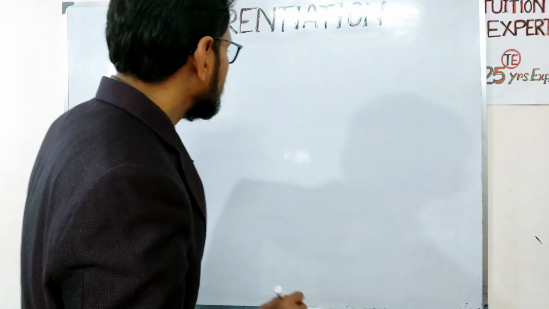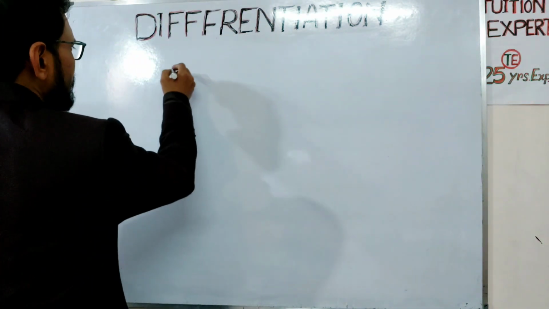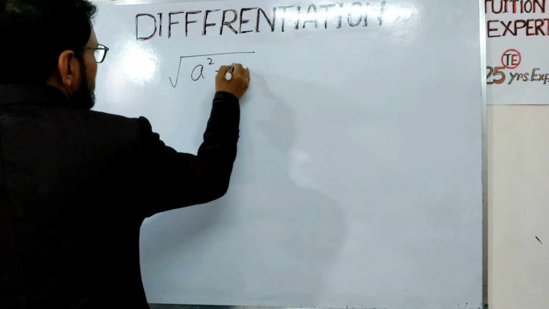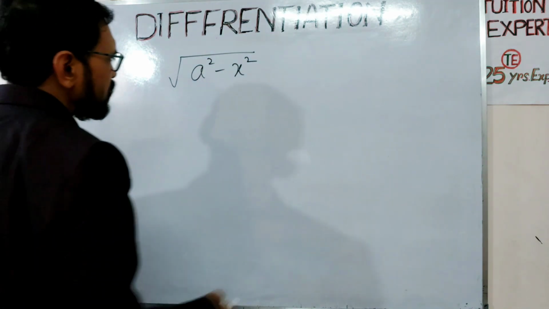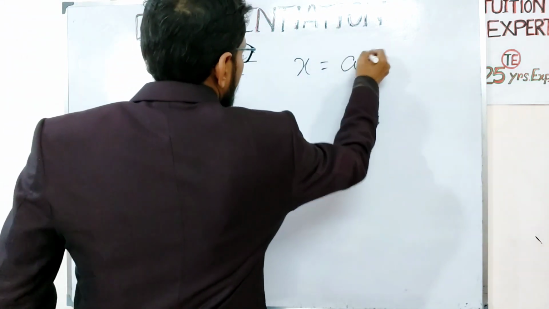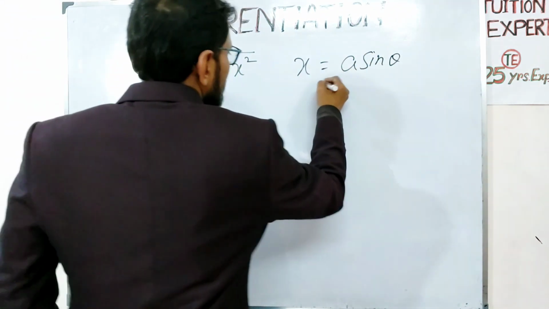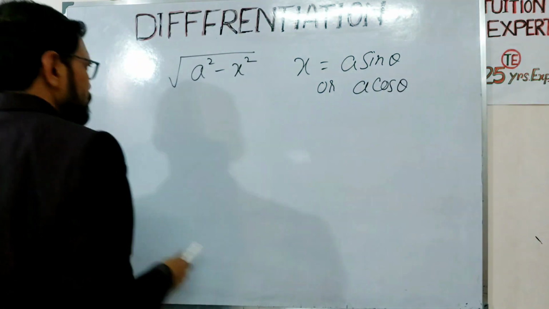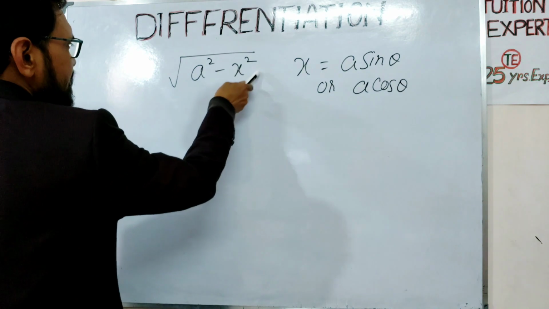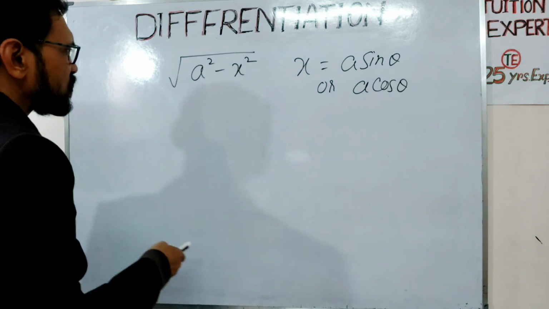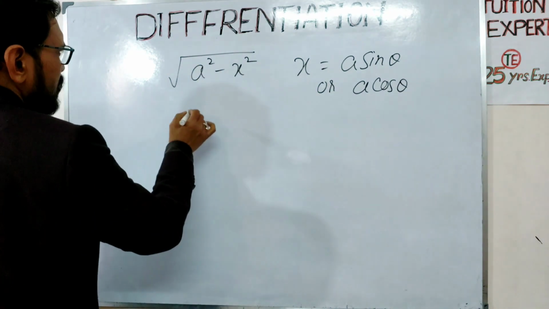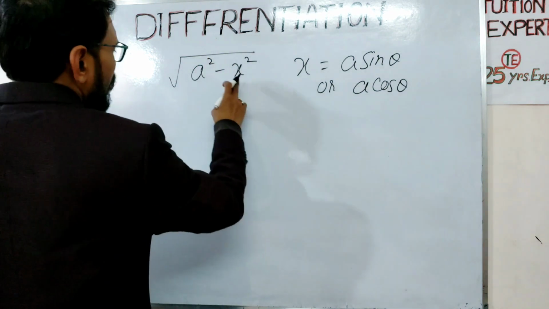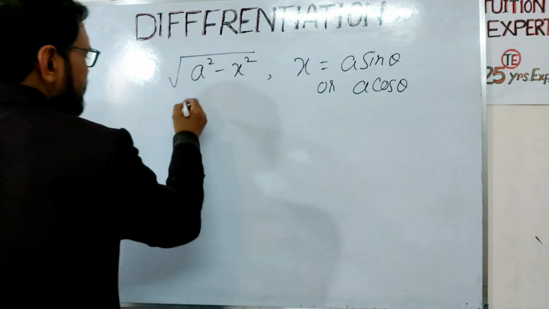Let's start the class. For simplification, if the expression is a square minus x square, then we put x equal to a sin theta or a cos theta. Because if we put x equal to a sin theta, then a square minus a square sin square theta, a square common, gives a cos theta. The total term will be a cos theta. So for this we put x equal to a sin theta.